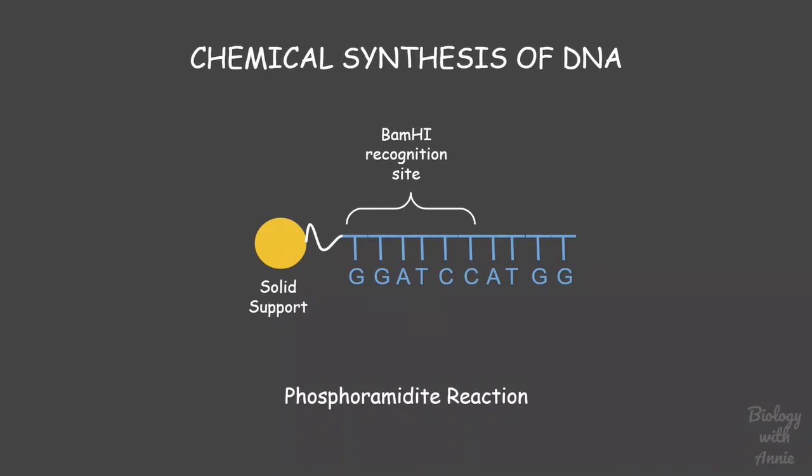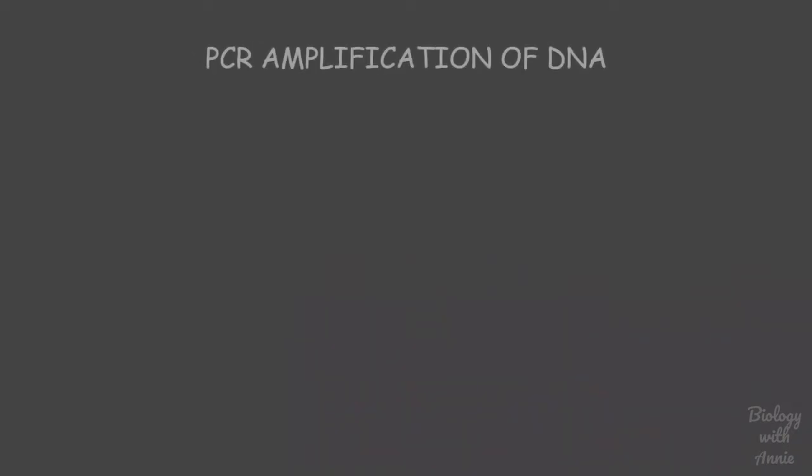The major drawback of this approach is that the reaction only allows the synthesis of oligonucleotides ranging in size between 10 to 100 bases. Larger fragments tend to have inaccurate sequences. So, if your gene of interest is larger in size, then you will have to try the third approach, that is amplification using PCR.